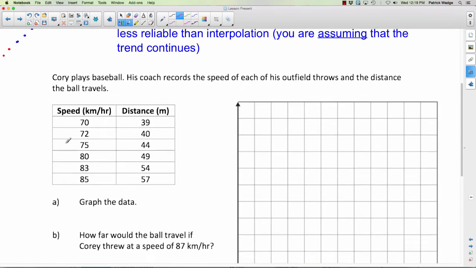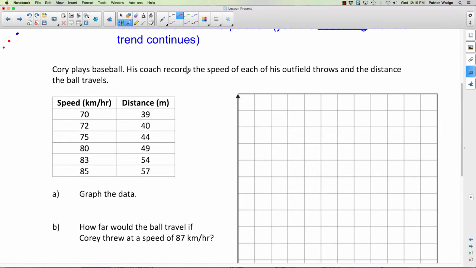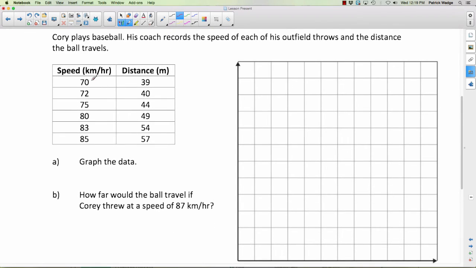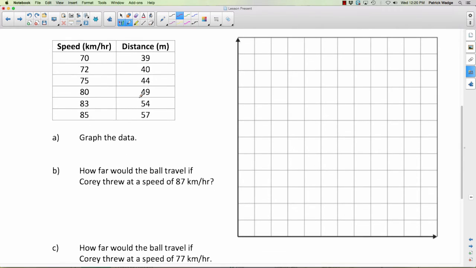All right, last question about Corey playing baseball. His coach records the speed of his outfield throws and the distance the ball travels. So he's throwing the ball at different speeds, and then we're seeing how far he throws the ball at those speeds. You would think that higher speed means further distance, and I think that's what we find here. All right, so let's graph this data.